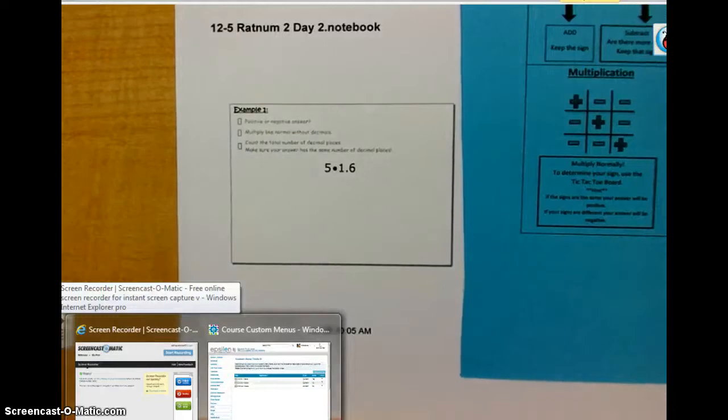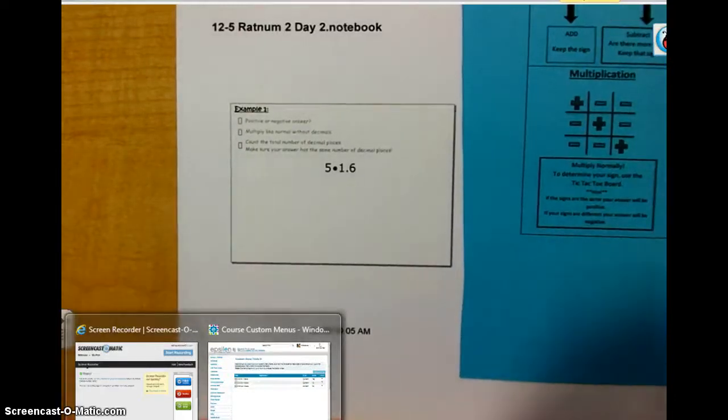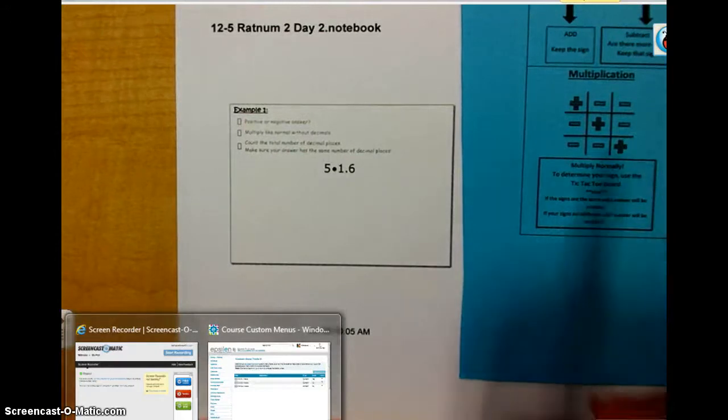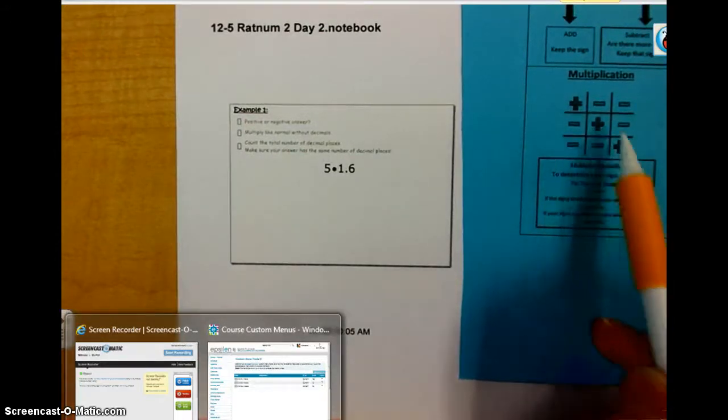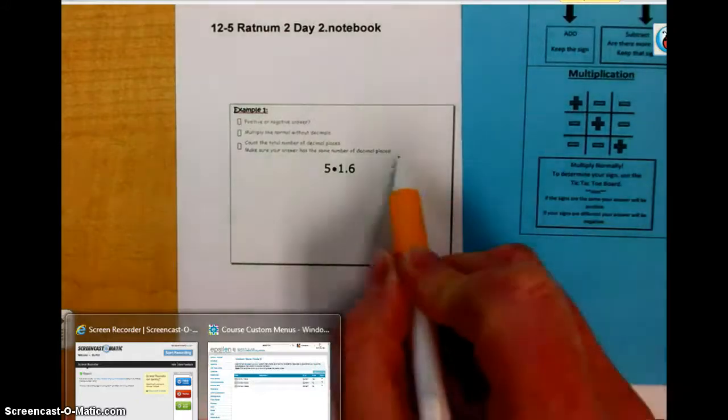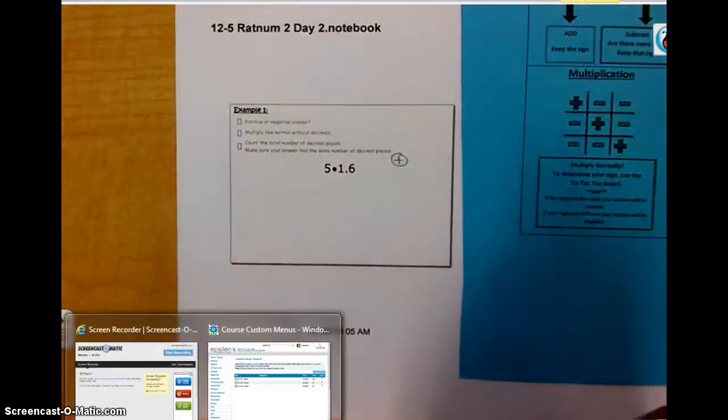How to multiply decimals. We first want to ask ourselves, will our answer be positive or negative? So we look at our integer rules. A positive number times a positive number is another positive number. So we need to make a note to ourselves that when we're done multiplying, we'll have a positive answer.